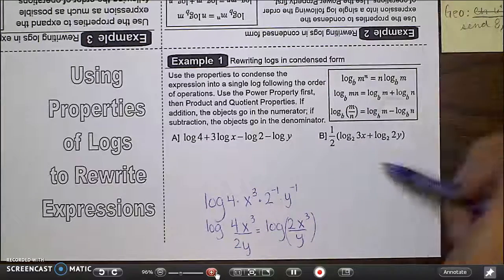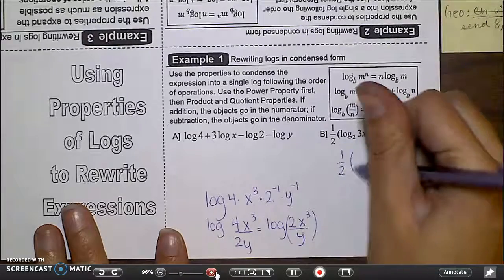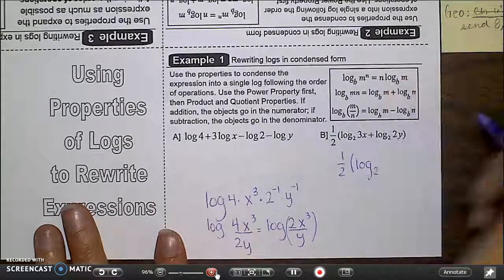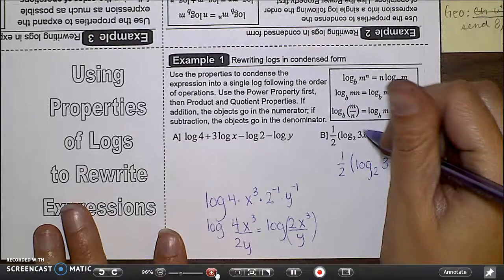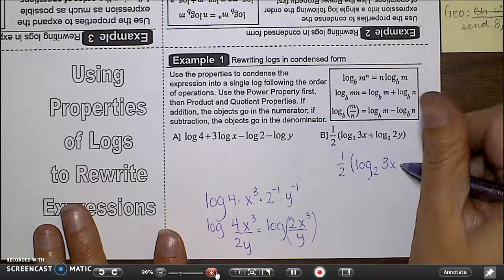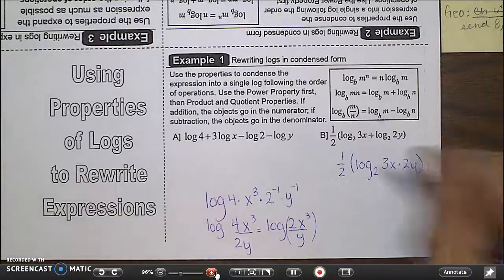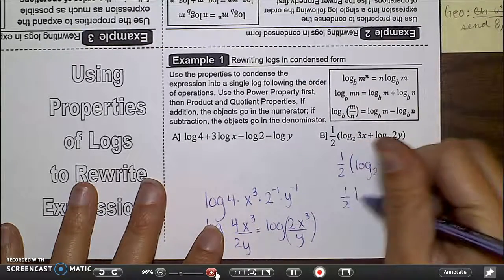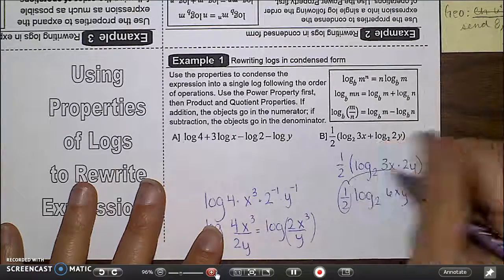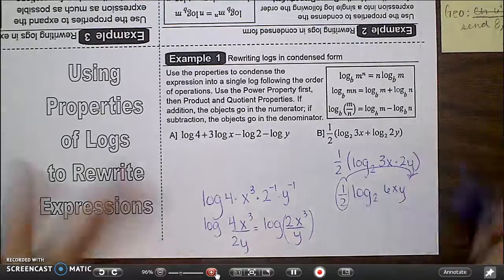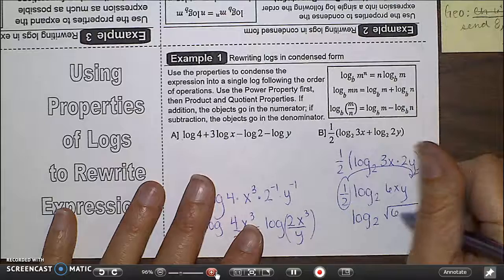So then for part B, I could maybe do the stuff in parentheses first. We could rewrite that as half log base 2. And then since both these things are being added, we're just going to multiply them. So 3x, and it has to the first. And then 2y, that's also to the first. So then I could multiply that stuff. So I'll have half log base 2 of 6xy. And then half power is really square root, and the whole thing is being square rooted. So we'll have log base 2 square root 6xy.